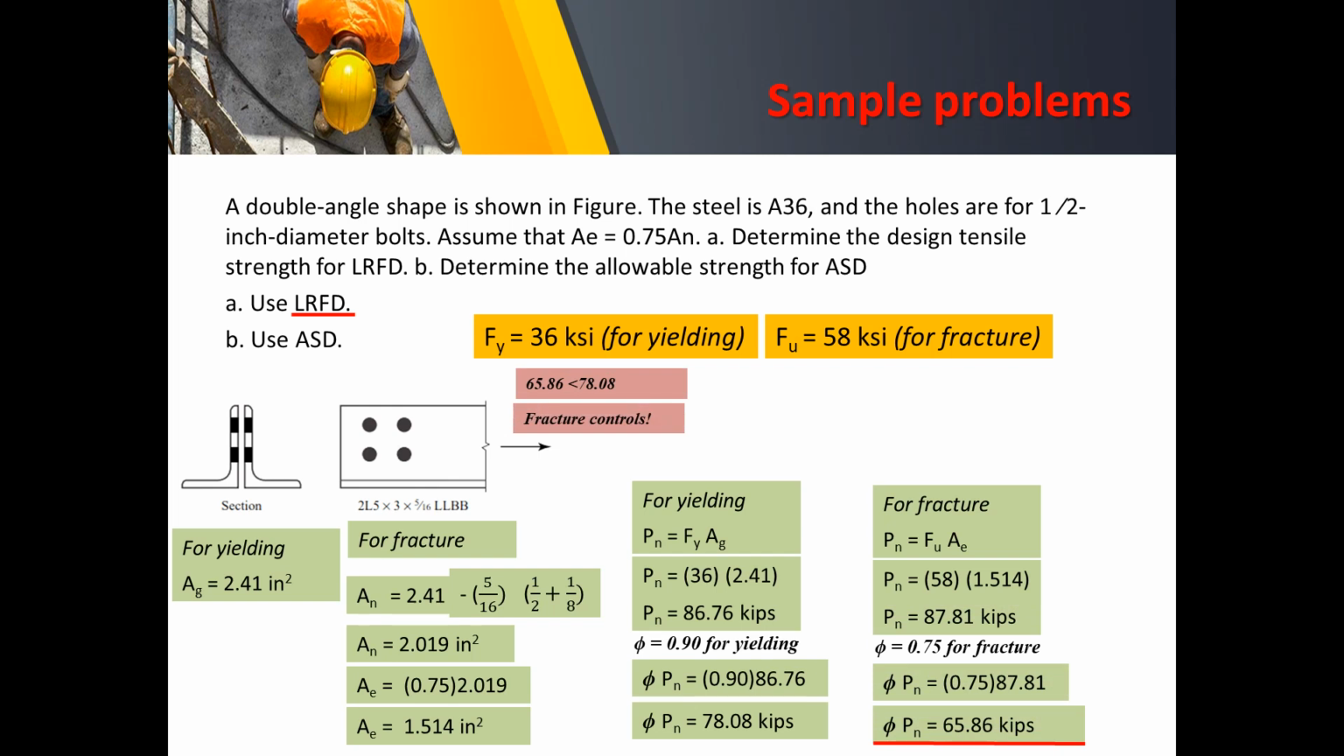So therefore, we can say that between those strengths of yielding and fracture, fracture controls because it has the lesser value. And then the design strength will be twice of that value. Why twice? Because we have the double angle. Hence, 131.72 kips will be chosen as our design tensile strength, considering the load and resistance factor design.